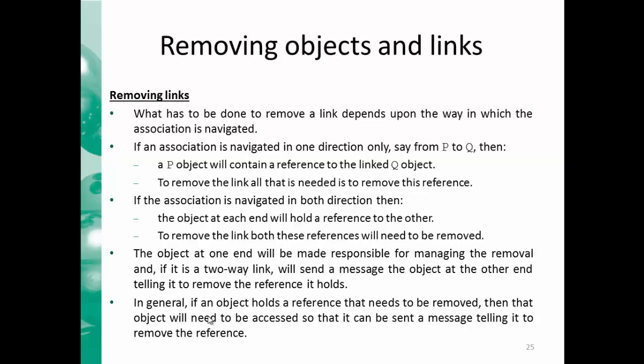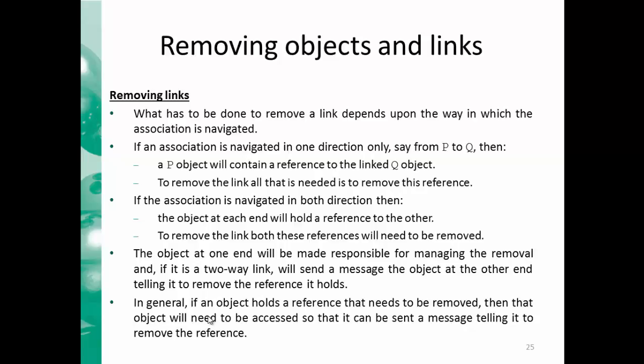Now, we have situations where objects are linked to each other and classes are linked to each other. For example, if an association is navigated in one direction only, say from class P to class Q, then what's the situation? The situation is that a P object will contain a reference to the linked Q object. Now, how can we remove this link? To remove this link, all we need is just to remove the reference.